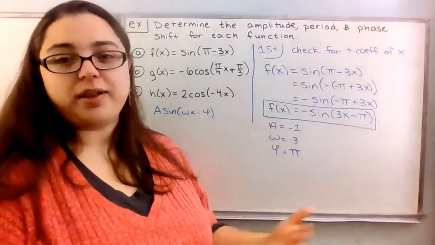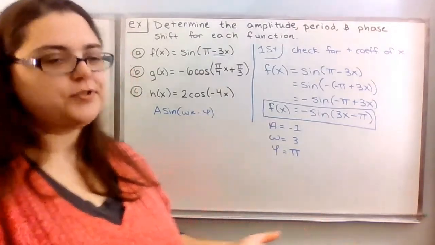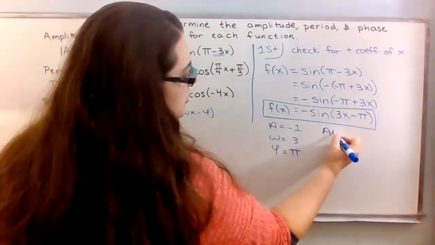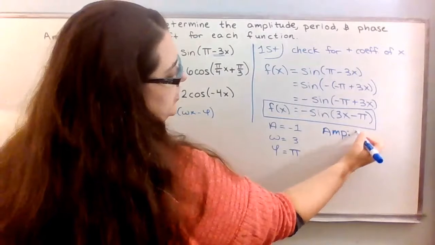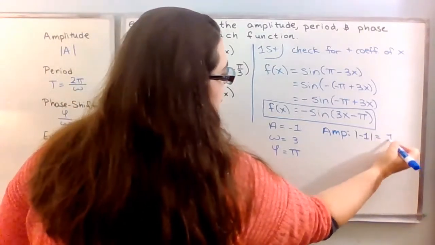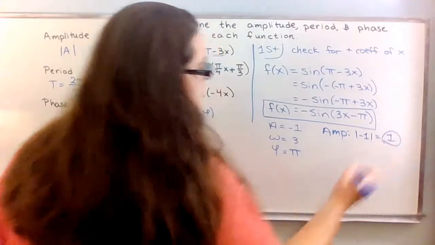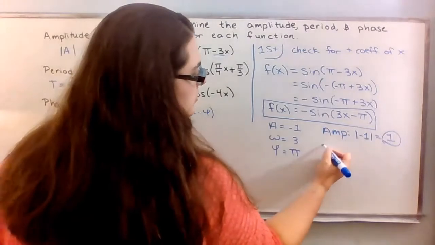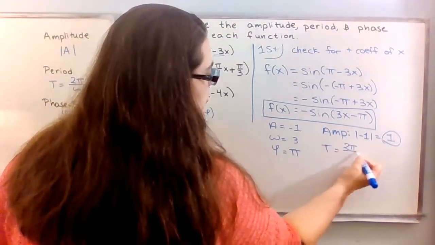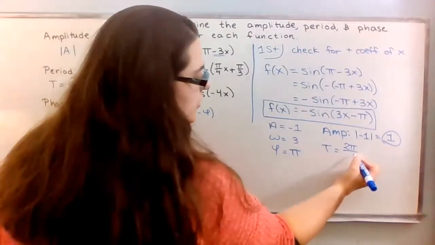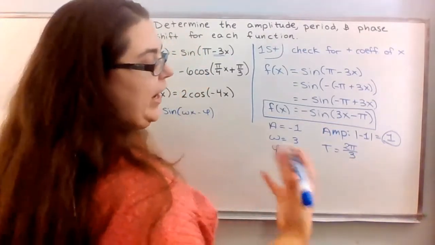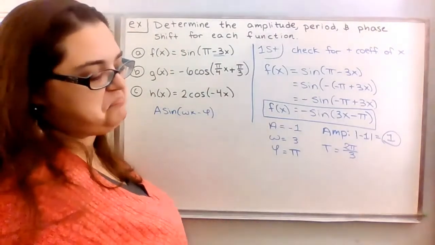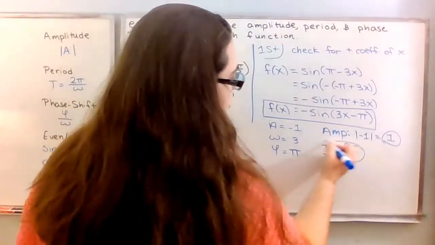Once you have these values, you can apply those formulas to identify the values. So the amplitude is the absolute value of A. Our amplitude is the absolute value of -1, so we're going to get 1. The period is 2 pi over omega. In this case, omega is 3. Sometimes you may need to simplify that expression. In this case, 2 pi over 3 is as simple as it gets. So that's our period.